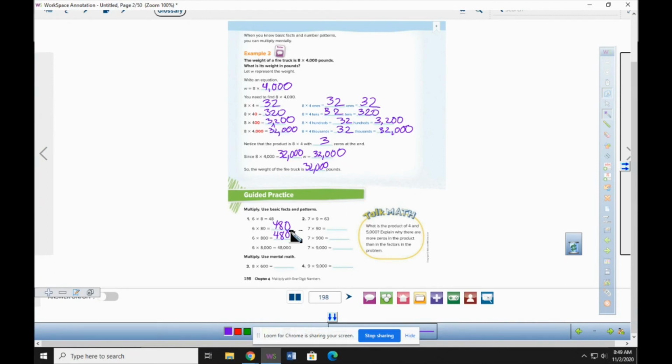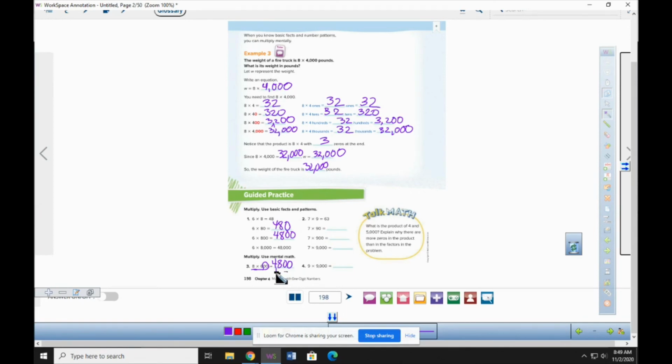Now, the other one that I'm going to do is number 3, because I want to show you how you can do this without doing all the patterns. Here we have 8 times 600. Well, again, the simple basic math fact. 8 times 6, 48. And then we add the zeros. There were 2 zeros, so my answer will have 2 zeros.